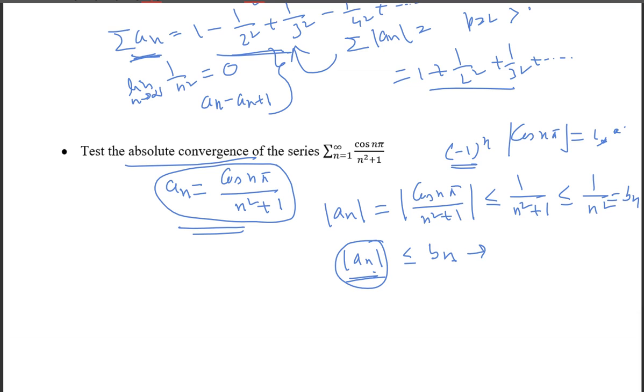So 1 by n square plus 1 is less than or equal to 1 by n square, which is a p series. By comparison test, you can say mod an is a convergent series. So mod an convergent means it is absolutely convergent, and absolute convergence means it is convergent. Okay, sir. I am giving some problem here.